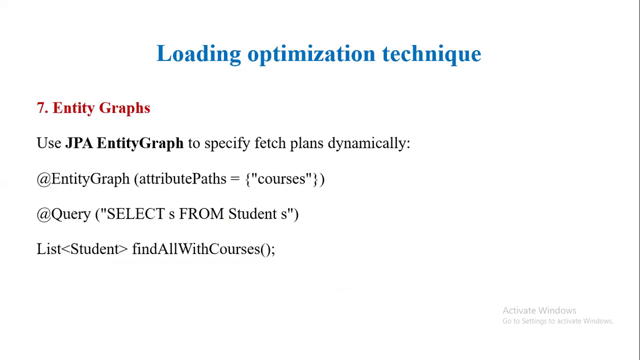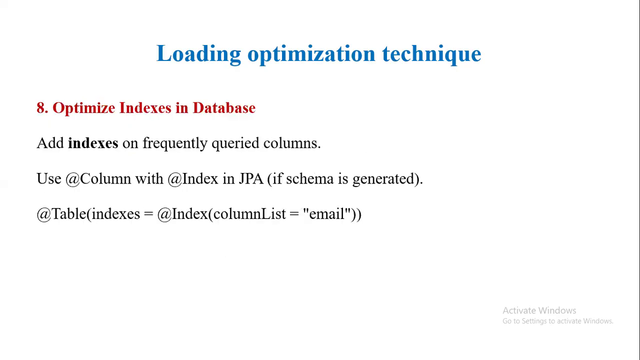And the seventh one is entity graphs. It uses the JPA entity graph to specify fetch plans dynamically. One example is given for an entity graph with attribute path courses. At Query, select s from Student s, so it retrieves all the data from the student table. So we can fetch the courses based on the students.